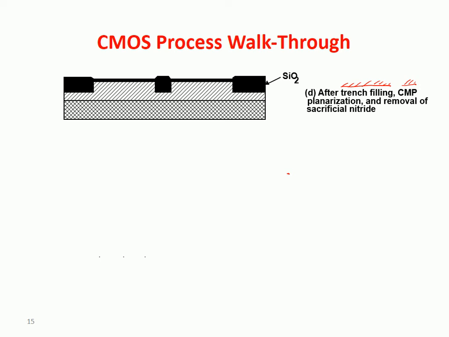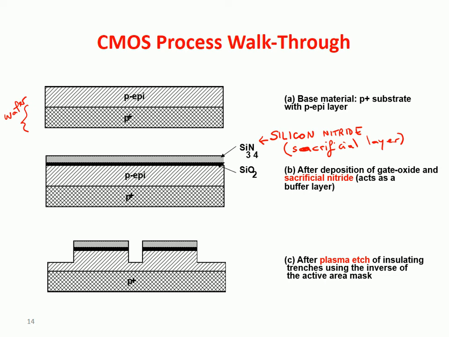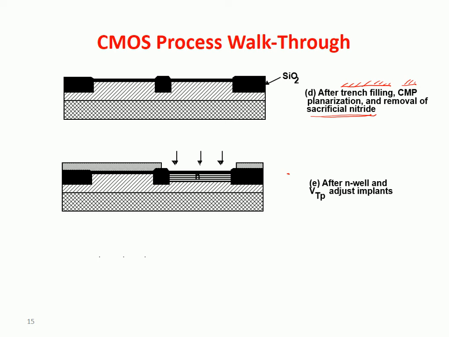So at this point we can remove the sacrificial nitride, because the sacrificial nitride has been used in this case simply because I didn't mention it, but in order to do the plasma etching, the resist is not sufficient as a barrier. So we need the resist plus the silicon nitride layer. So that is used as a barrier and then is removed because it's not to be used anymore.